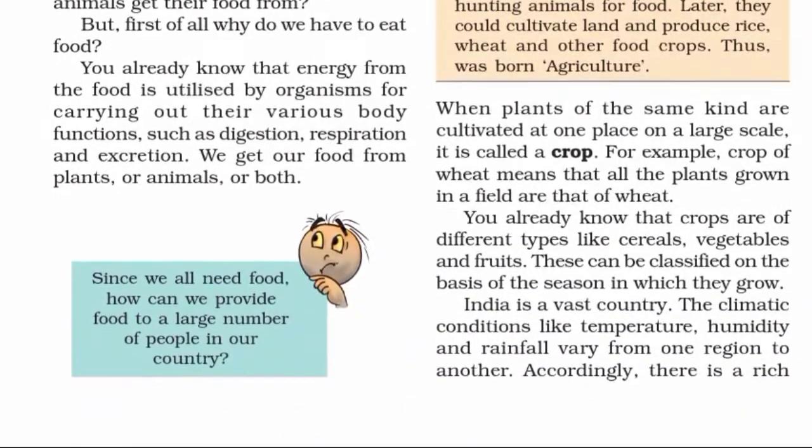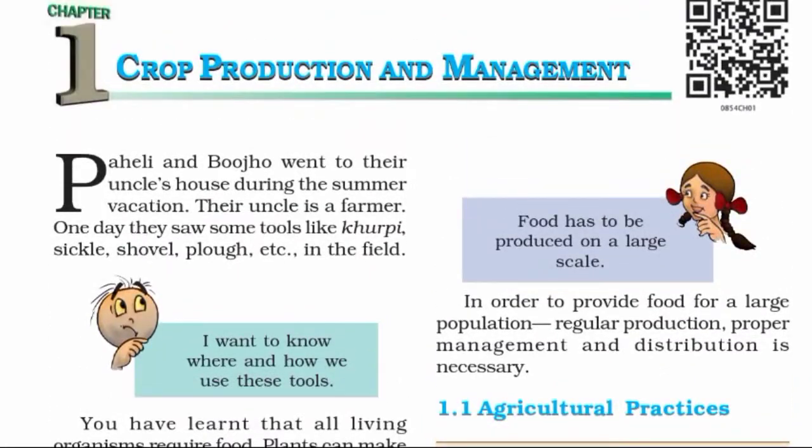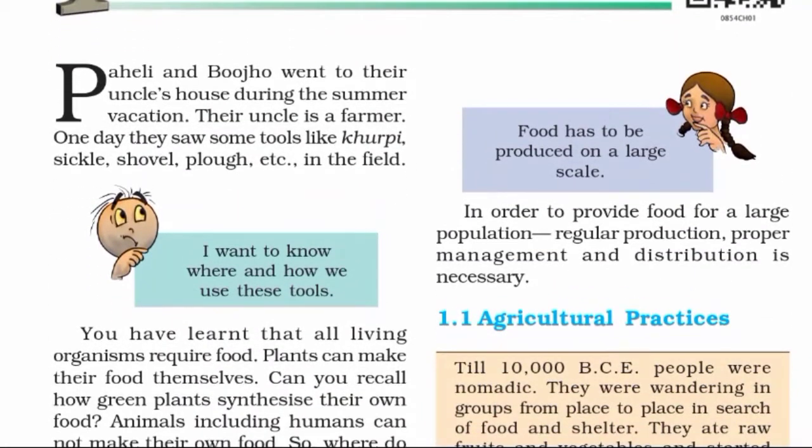Bujho asked, since we all need food, how can we provide food to a large number of people in our country? Paheli answered, food has to be produced on a large scale. In order to provide food for a large population, regular production, proper management and distribution is necessary.